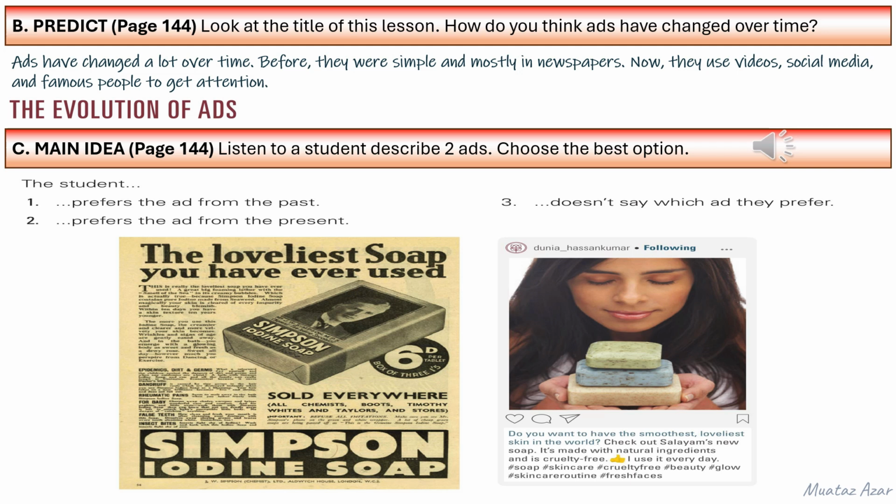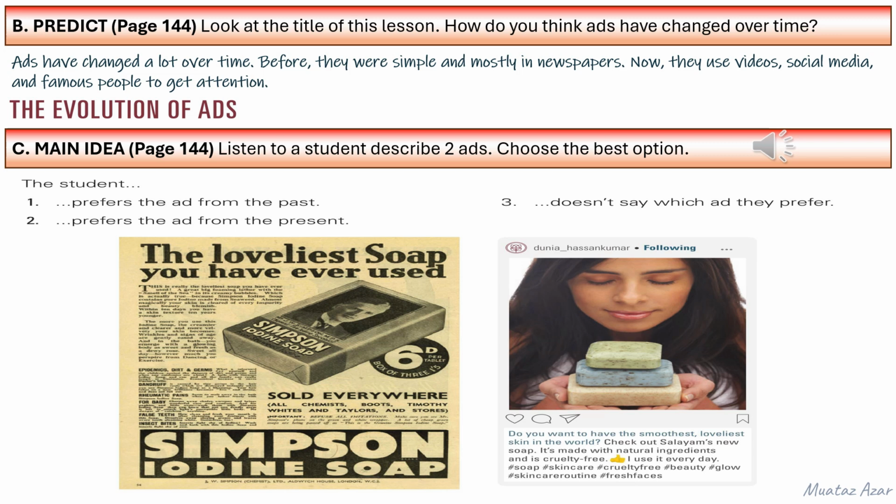I'm going to compare two ads for soap, a recent social media post and a magazine ad from 1938. First of all, I'd like you to take a look at the two ads side by side. The first thing you'll notice is that the old ad is in black and white while the modern social media ad is in color. You'll also notice that the old ad has much more text than the new ad.